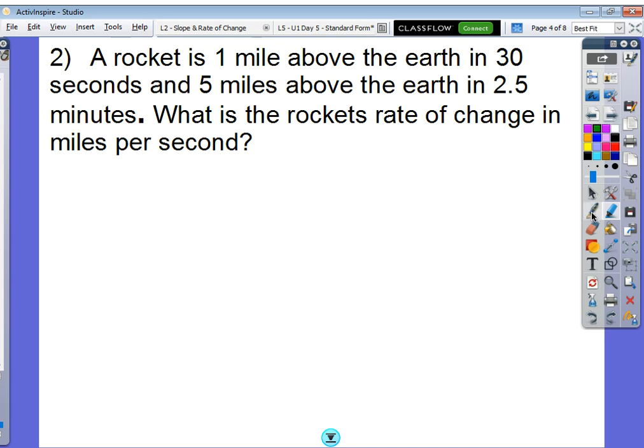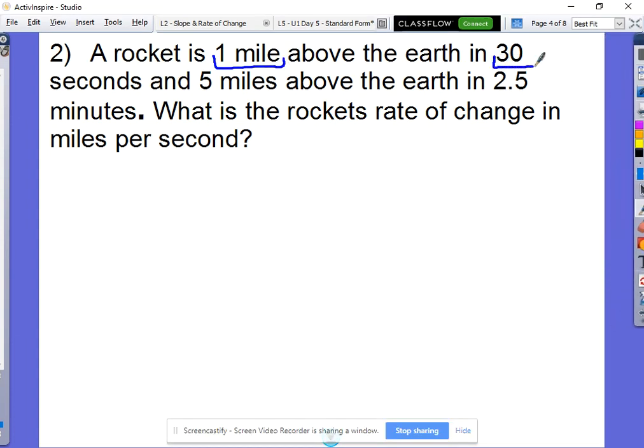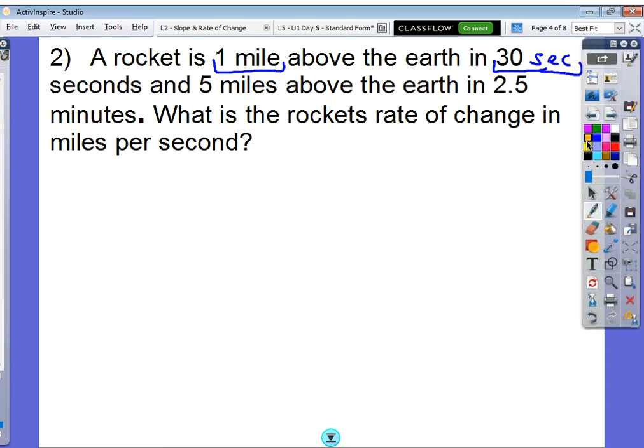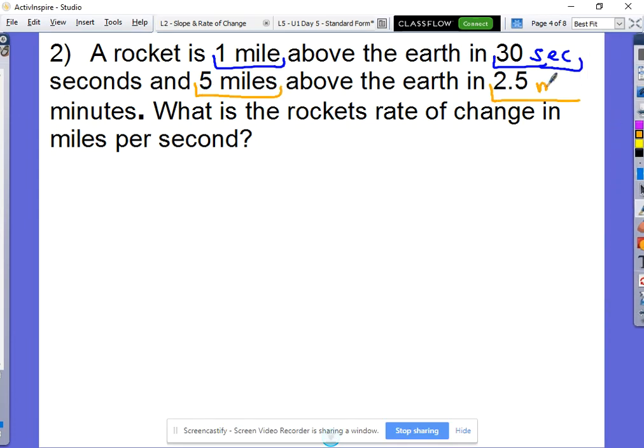So here we go. A rocket is 1 mile above the Earth in 30 seconds, 5 miles above the Earth in 2.5 minutes. So once again, let's create the connections here. 1 mile after 30 seconds. I'm just going to put that up here so you can see it. 30 seconds. And then 5 miles after 2.5 minutes.